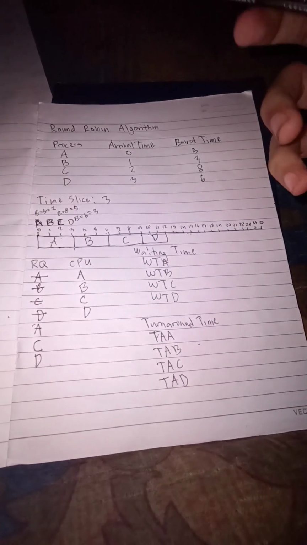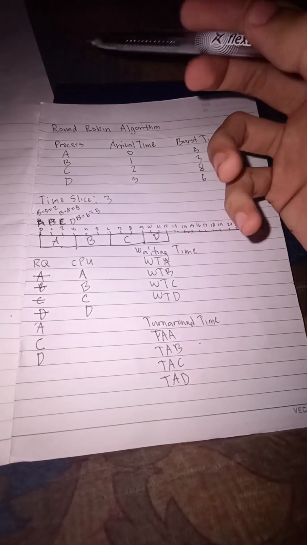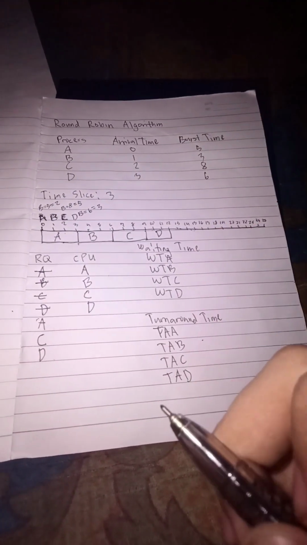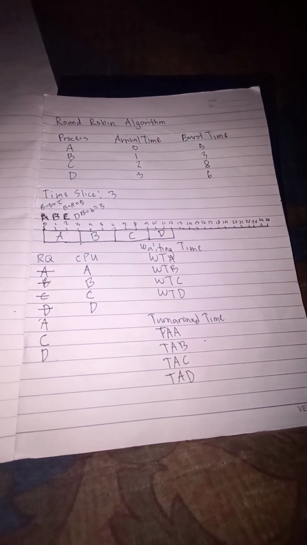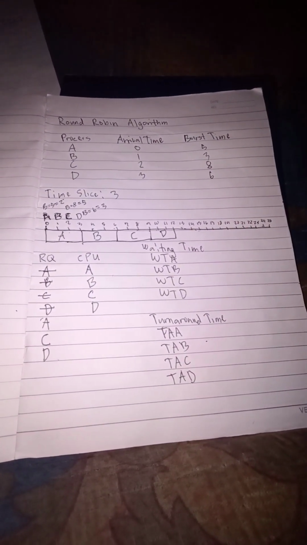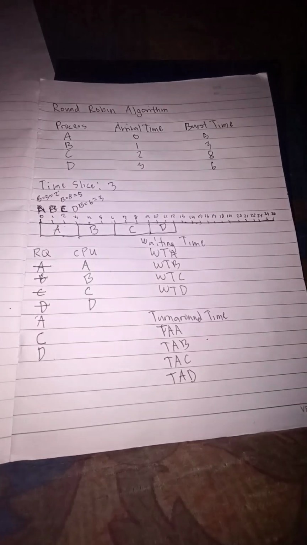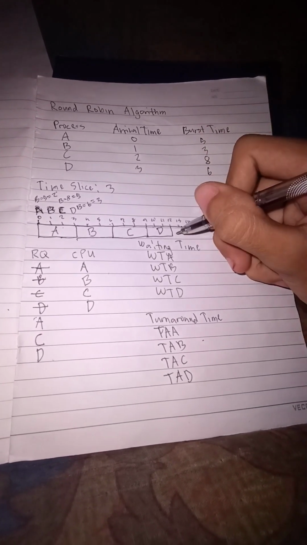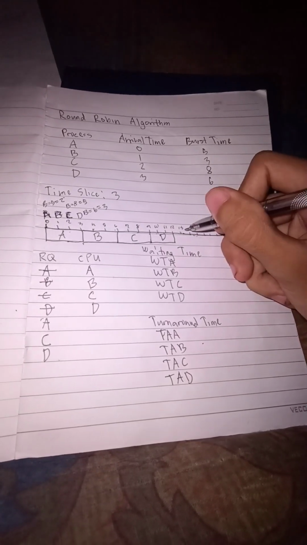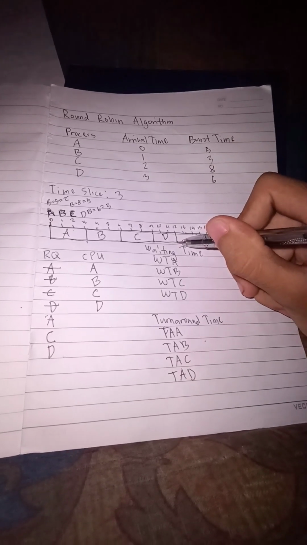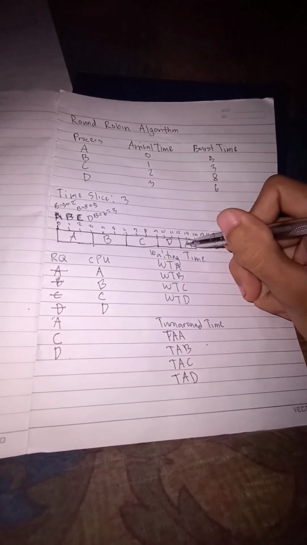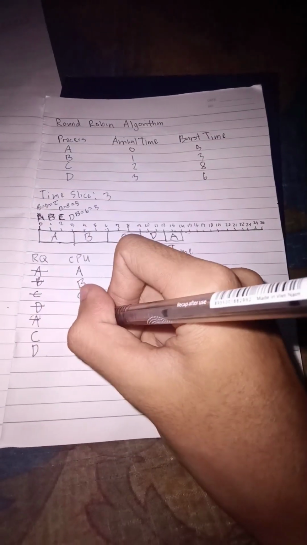So now, let's proceed to the remaining burst time of the process A. Here we have a burst time of 2 for the process A. Since our time slice is 3 and our burst time left is only 2, we're just going to put all of them. So let's just count the burst time of A. 1, 2. And now A will be removed from the ready queue and will be put in the CPU.